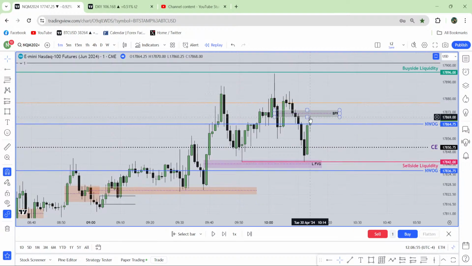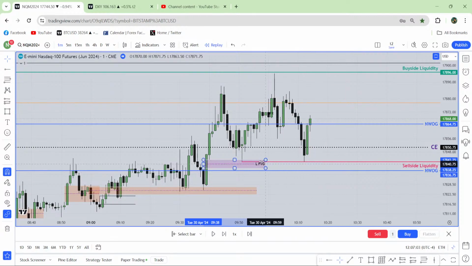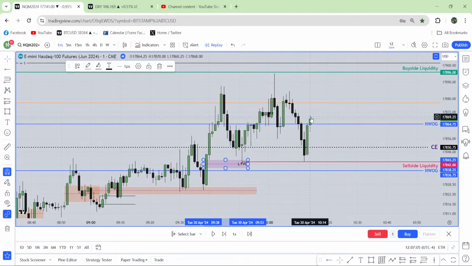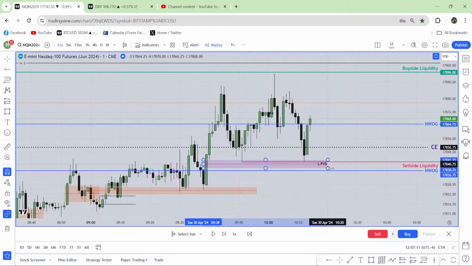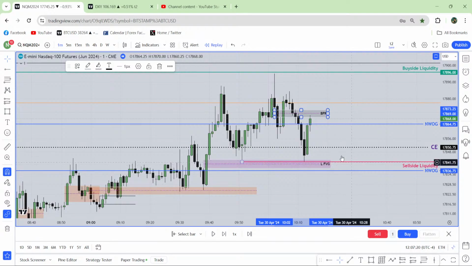Now what do you think? It will tap to this balanced price range, then it will take that sell side liquidity? I don't know. Before marking these two gaps, what did you say? Market is at 50%. Where it will go, I don't know. Now if you use this fair value gap, market will take the buy side liquidity, you're absolutely right. If you use this BPR, market will take that sell side liquidity, absolutely right. Both ways you are right.